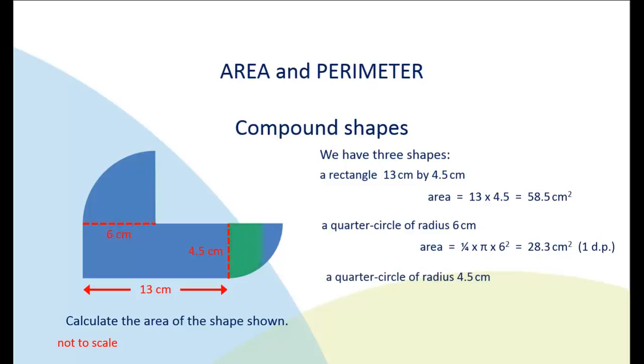And then we've got the last one, which is a quarter circle, and this time the radius is different, it's 4.5, so it's a quarter times pi times 4.5 squared. So we've worked out the area of each individual shape, we've been careful with the parts of the circle, now we add them all up. And there it is, 102.7 centimeters squared.